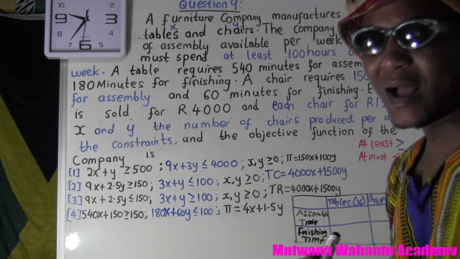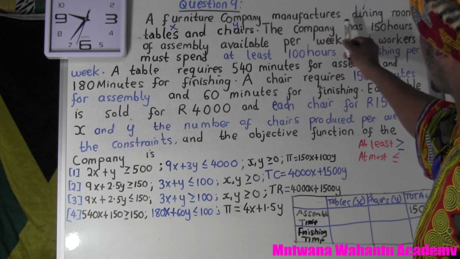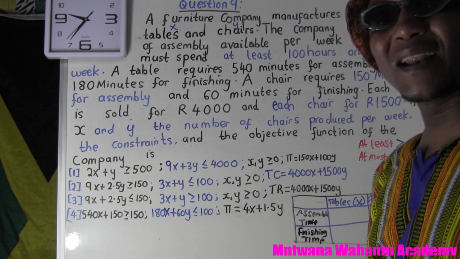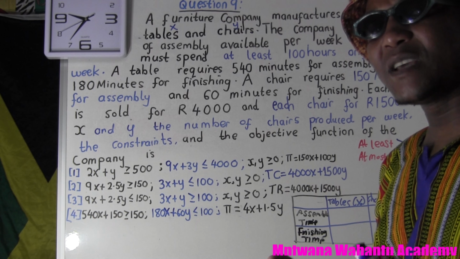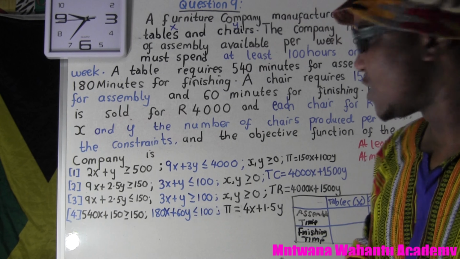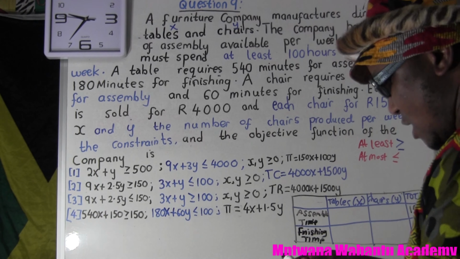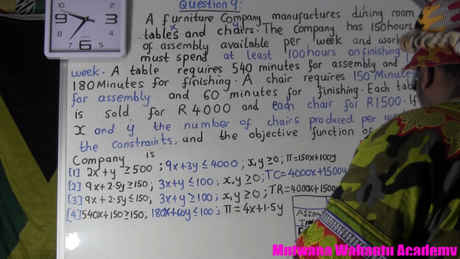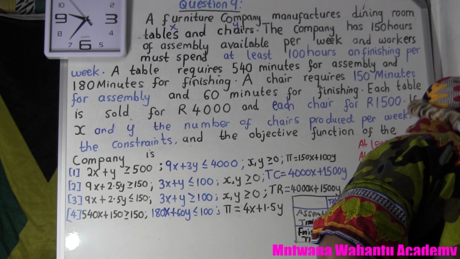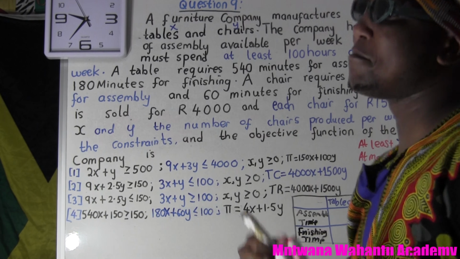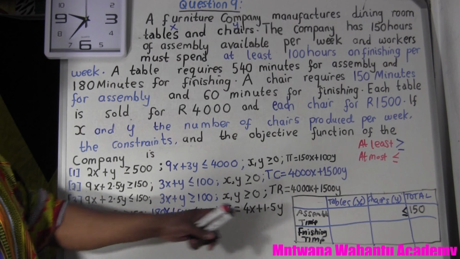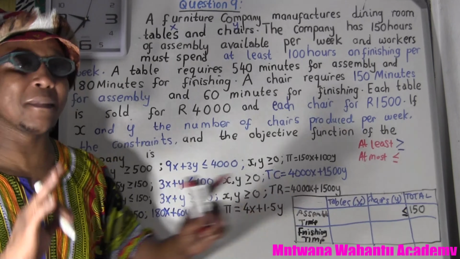So it's going to be 150 here. They say the company has 150 hours of assembly available per week. What does that mean? It means at most, so we're going to use this sign here, because you cannot spend more than that. Okay, that's the total assembly time per week.